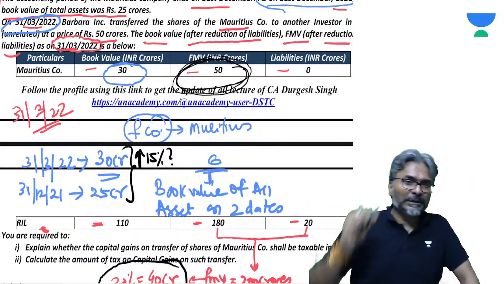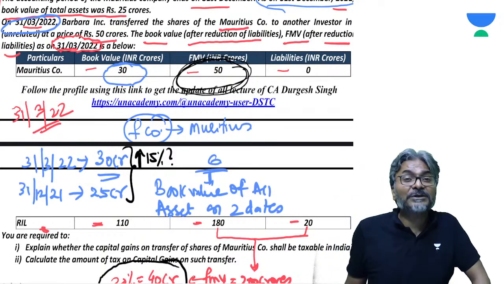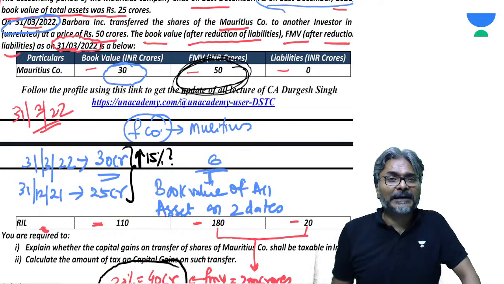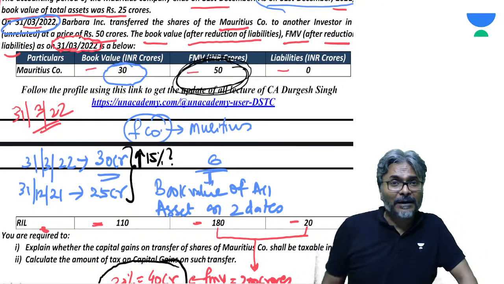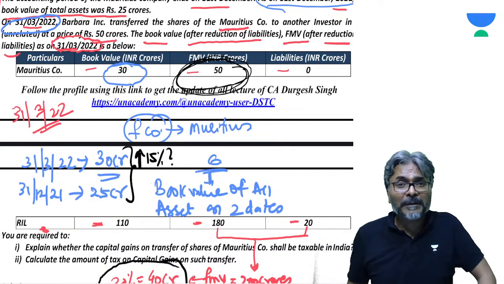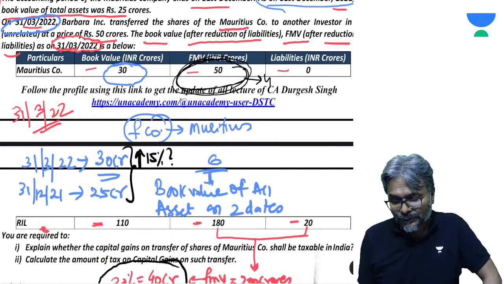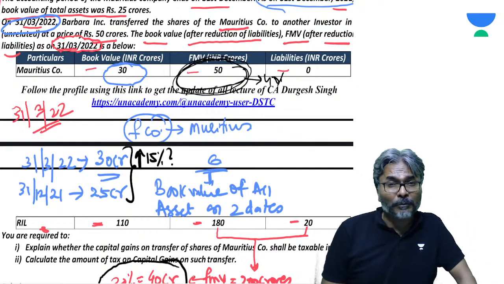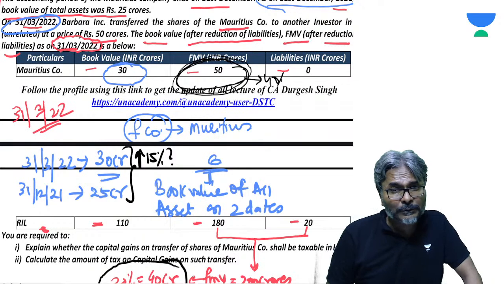Out of which, how much is the fair market value? How much is the contribution of the fair market value of the Indian asset? 40 crores. So is it greater than or more than 50% of the total fair market value?